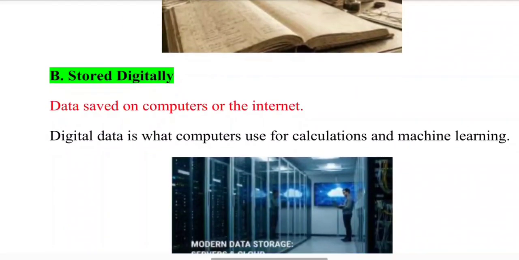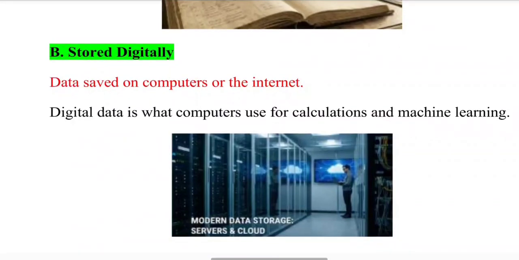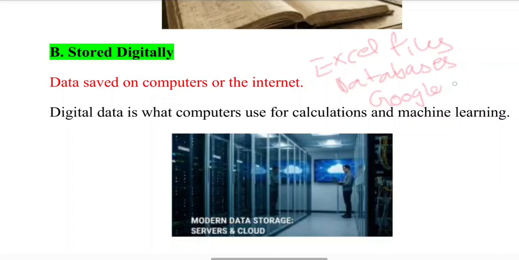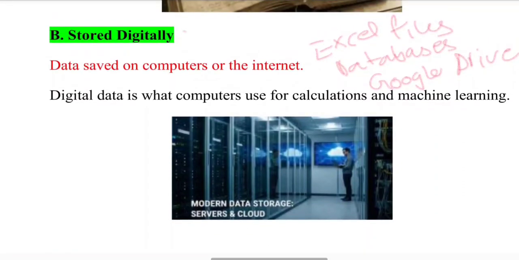Now everything is stored digitally. So today most of it is stored online or offline on computers, etc. For example, excel files, databases, and even Google Drive that we use all come under digital storage. Digital data is what computers and machine learning use, because computers can read and process digital information easily. That is why nowadays every software uses digital data.